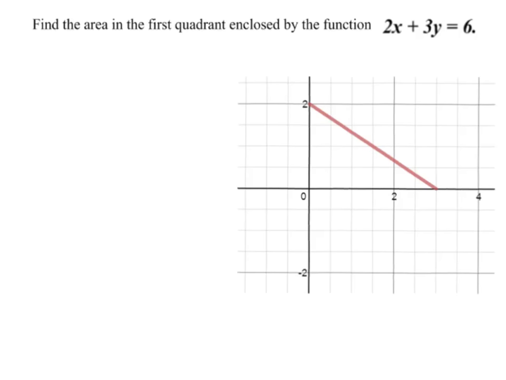Okay, in this opening problem, I just wanted to talk about some ways we could find the area in the first quadrant enclosed by this curve. And there we actually have a couple of options. The first option is if I solve this equation for y. So if I had y equals, and of course I would subtract 2x from both sides and then divide everything by 3, so I would have 2 minus 2/3 x. Well, I could integrate that.